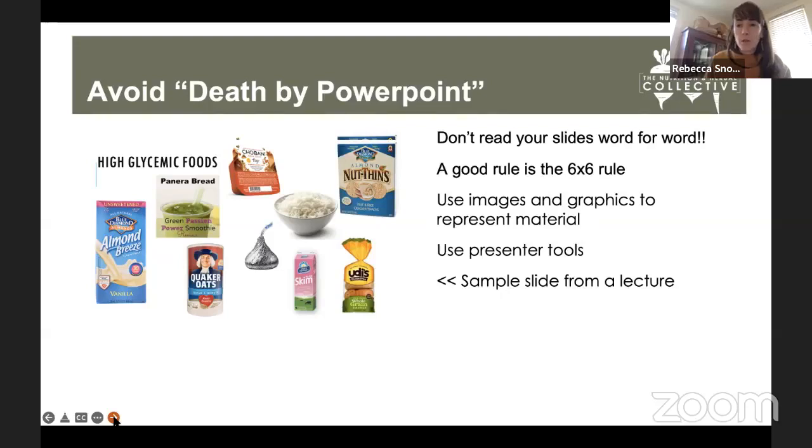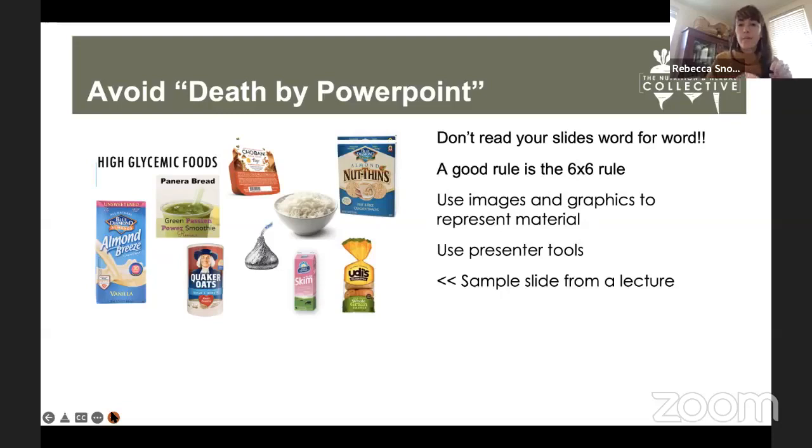I love using presenter tools because for a slide like that, in the presenter tools, I can have some tips on how to read the label for grams of sugar, grams of fiber, grams of protein. For instance, a good rule of thumb for a slice of bread would be no more than 3 grams of sugar, at least 3 grams of fiber, at least 2 to 3 grams of protein would be a good starting place for a more balanced slice of bread. So presenter tools are useful.